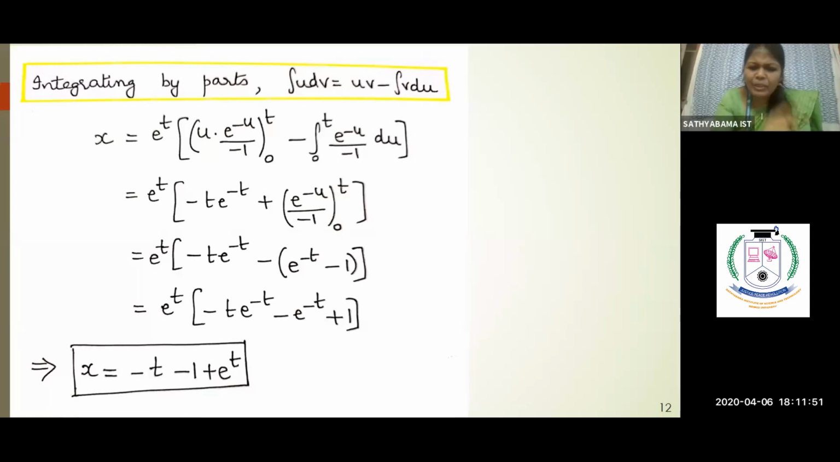So can you tell me what is e power t into e power minus t? It is 1, because e power minus t is 1 by e power t. So e power t into e power minus t is 1. So take the e power t inside. You will get minus t into 1, minus e power t into e power minus t is 1, plus e power t into 1 is e power t. Have you understood? So I hope this was easy for you.